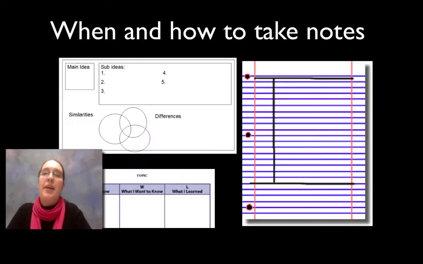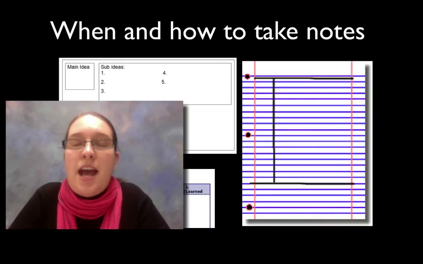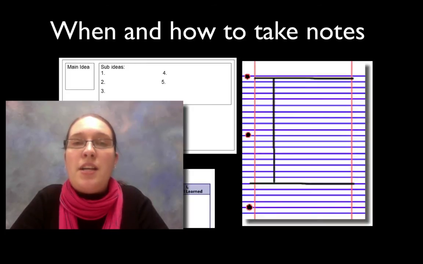Finally, I'd like to talk about taking notes. Lots of students take notes while reading, so how can you take notes in the most effective way? When and how to take notes is really important. A lot of people take notes during reading, and I used to do this, but I find it's really ineffective.